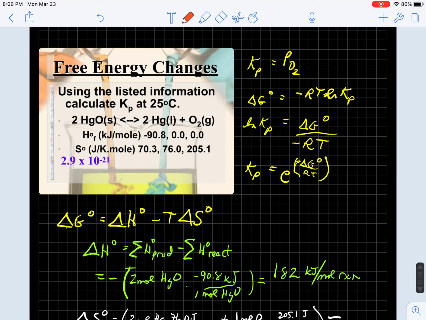Okay, last installment of Chapter 17 are just 3 practice problems. First one, they want you to calculate KEQ, and they give you the reaction. We have a pure solid on the left, we have a pure liquid on the right, so the only thing that we need to do is set up Kp is equal to the partial pressure of oxygen.